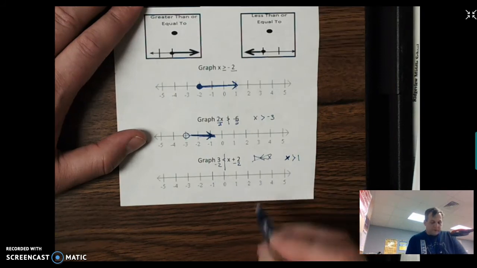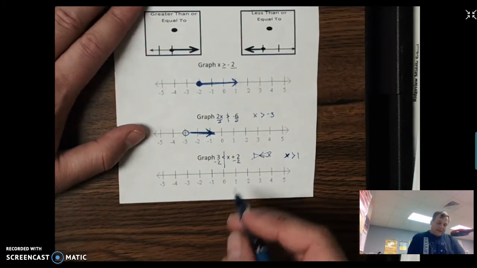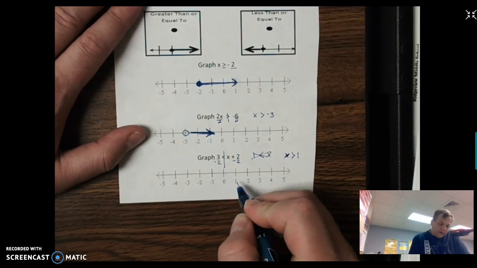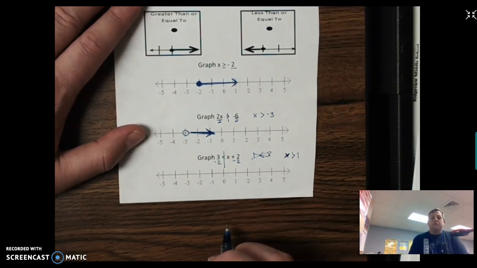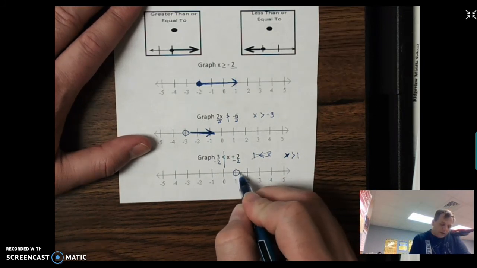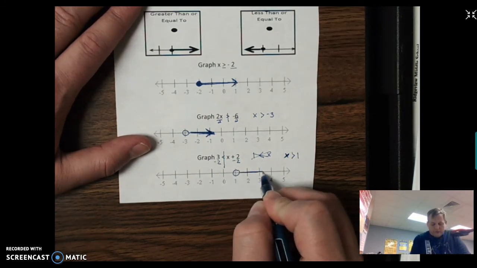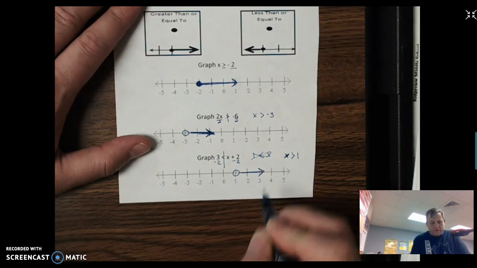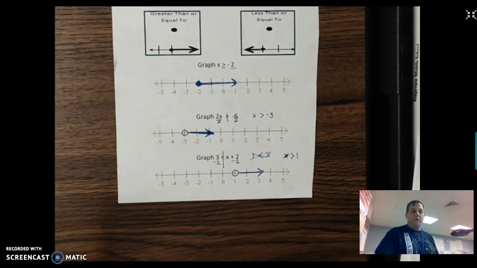I'm going to mark that out so I don't get confused. I'm going to start with 1, and do you think it's going to be open or closed? Very good, it will be open, and it will also go to the right, because it is greater than 1. That's all for graphing inequalities.